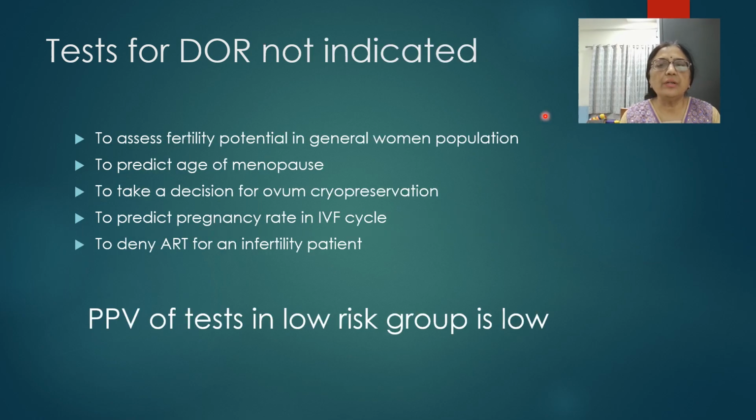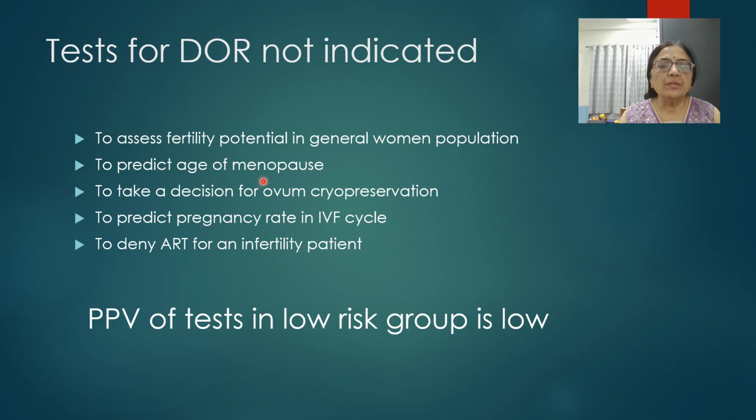When are these tests not indicated? To assess fertility potential in the general women population. We can't use these tests in the general population because, as we have seen previously, in a low risk population, positive predictive value and negative predictive value are both low, and that is why this should not be used in the general women population to assess fertility potential.